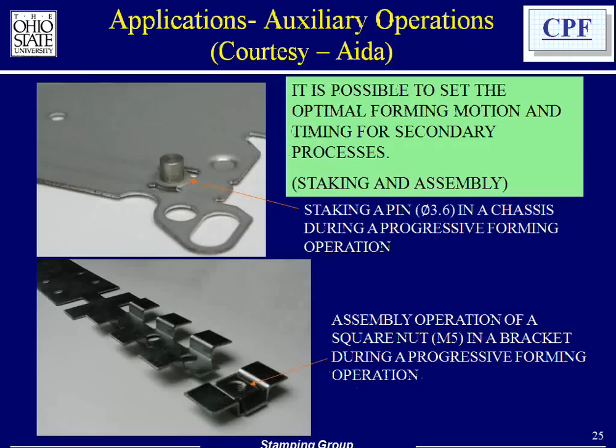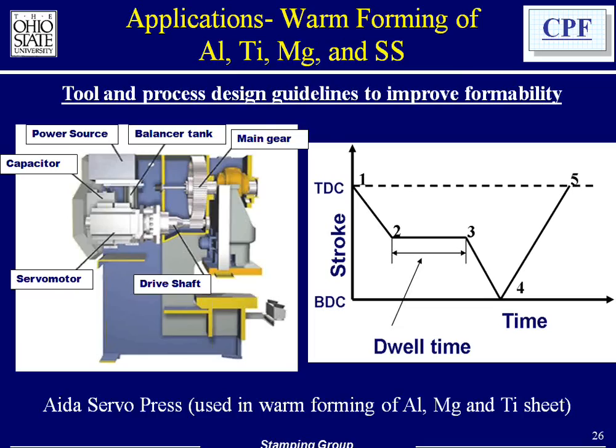Thank you. Good. Slide number 25. Again, this is another example where you stop the press at or near the bottom dead center, and then you can make another operation like staking or assembly of a part. This is just an example. It may or may not be cost effective to do this, but in some cases it may be.